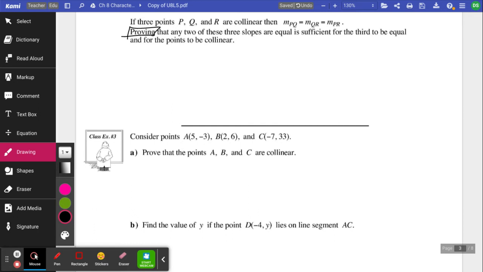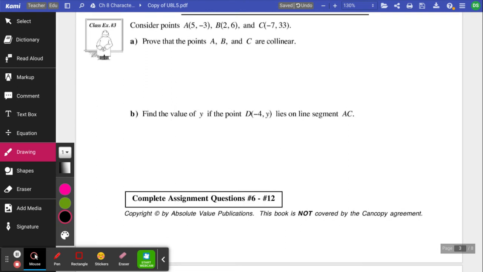So it says, consider the points A, B, and C. Prove that the points A, B, and C are collinear. So we're going to take any 2 points, see what the slope is, just have 2 of them. Which 2 do you want to do? So let's find the slope of AC, and then let's find the slope of what? Okay, AB. Doesn't really matter. You could do AB, BC, or AC. Pick 2.